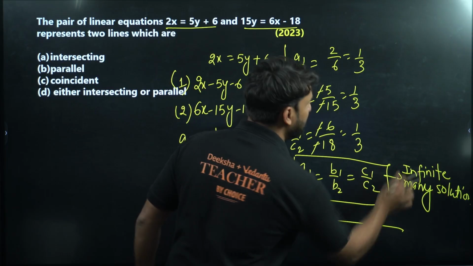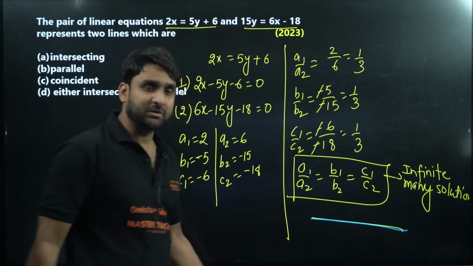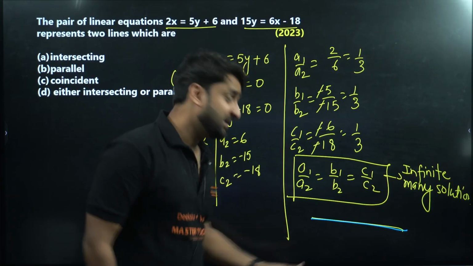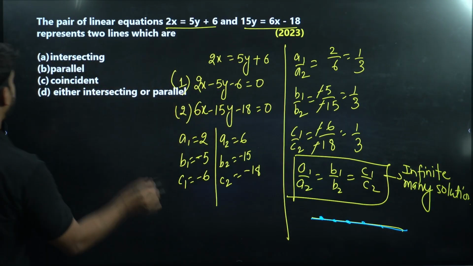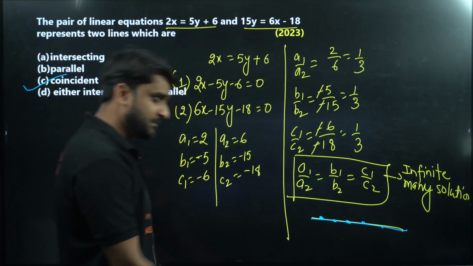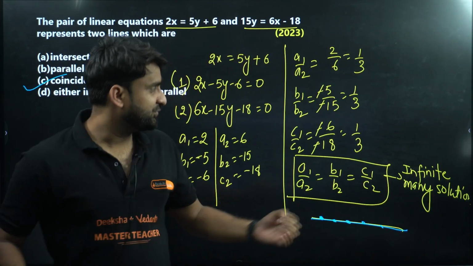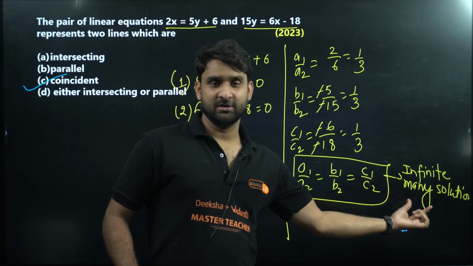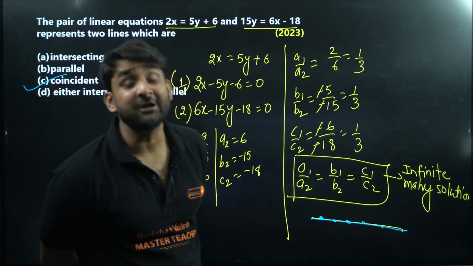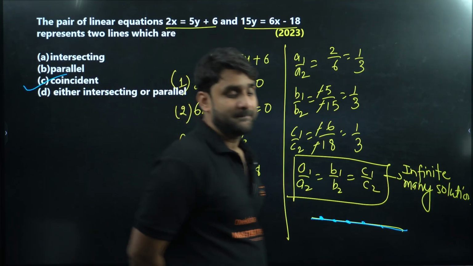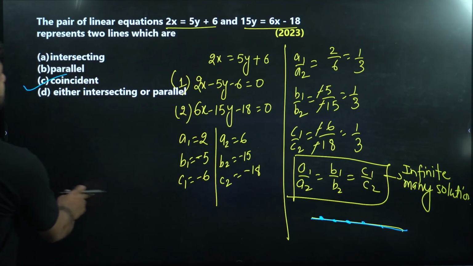This is the first line. So what will be the second line? The second line will also be on this. Both the lines will be overlapping each other. This is coinciding. Infinitely many solutions. So is any option there? Coincident. Option C will be correct. Why coincident? Because the situation is of infinitely many solutions. And linear equations have infinitely many solutions when the lines are overlapping each other. I hope this is clear to you all. Please take a screenshot. Moving to next.